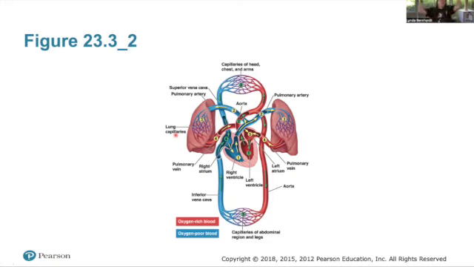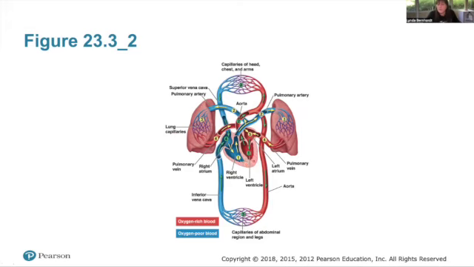So your dirty blood gets dropped into your lungs and it kicks off all that carbon dioxide, and your lungs pick it up and you exhale your carbon dioxide. When you inhale your oxygen, the blood picks the oxygen up and goes back into your heart, into your left atrium, and then it drops down into your left ventricle.